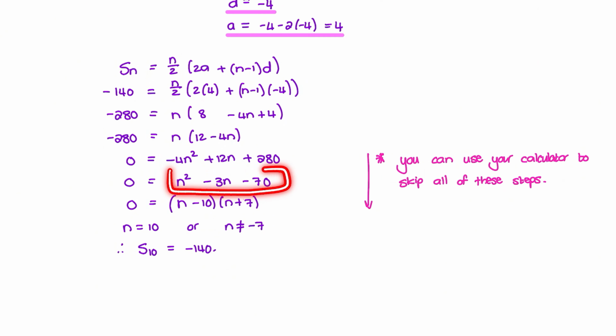And again, you can use either your calculator or the quadratic formula to solve for n. But for me, this was quite an easy trinomial to factorize because I have the factors of 70, which is 7 and 10, which can add or subtract to -3. So therefore, I have my two factors, and with that, I can solve for n. So n is either 10 or n is equals to -7.